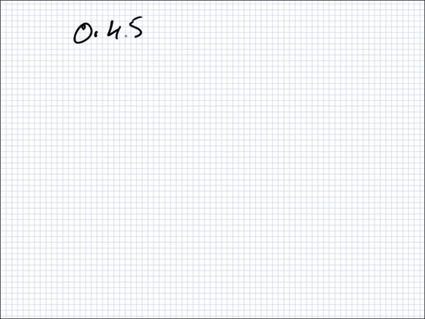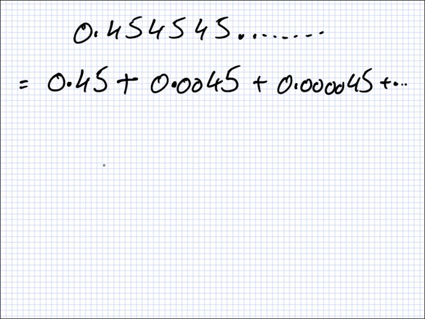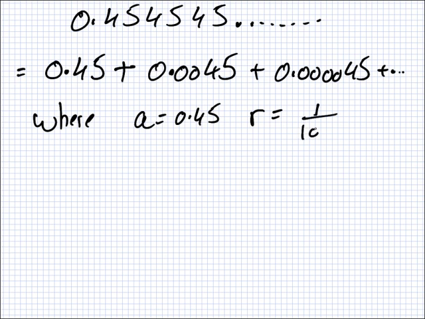So you have 0.454545, etc. You can split that into 0.45 plus 0.0045 plus 0.000045. Is this what you were thinking of? Ah, so you don't know the other method then, do you? Okay, good. So if you look very carefully at what I just did, you realize what you have here is a geometric progression where a equals 0.45, and be careful, what is the r? Not 100, 1 over 100.